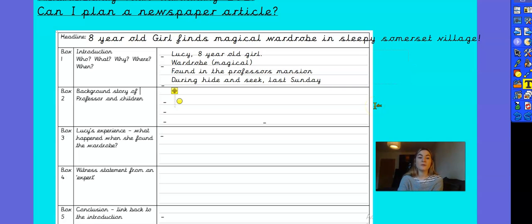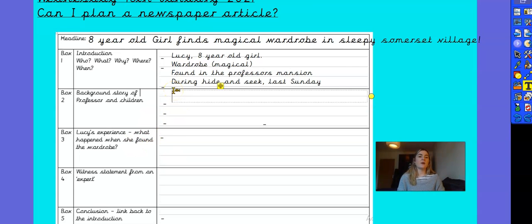So next up, we have got the background story of Professor and children. Okay, so we need to know a little bit about them before we write our second paragraph. If you want to challenge yourself, feel free to pause the video and write down perhaps 3 things that you would mention to cover the background of the professor and the children to give a good idea for those reading the article. However, you can do it with me now if you would like.